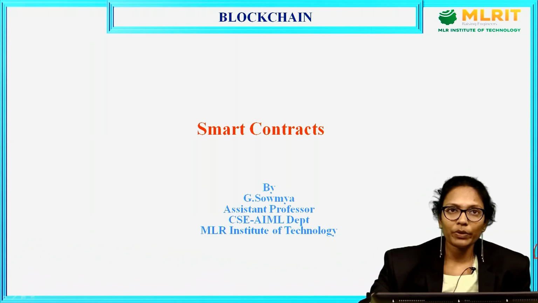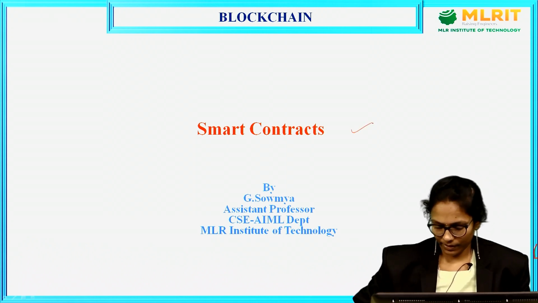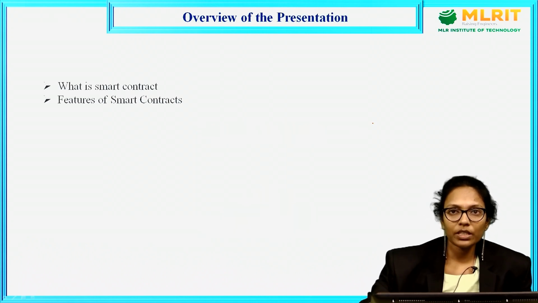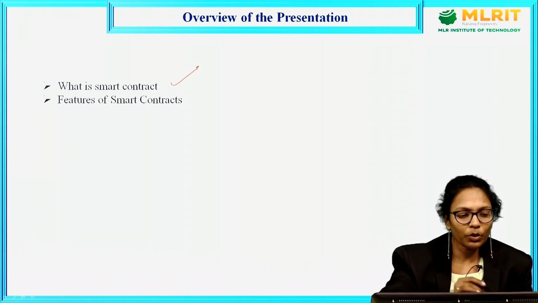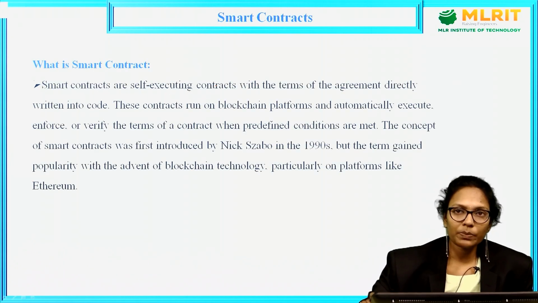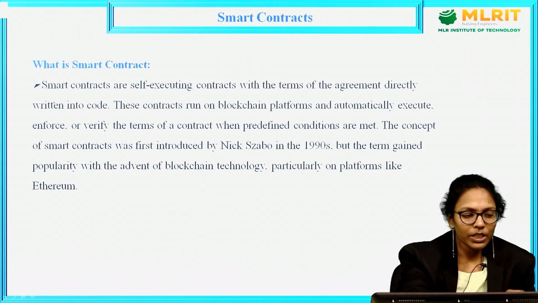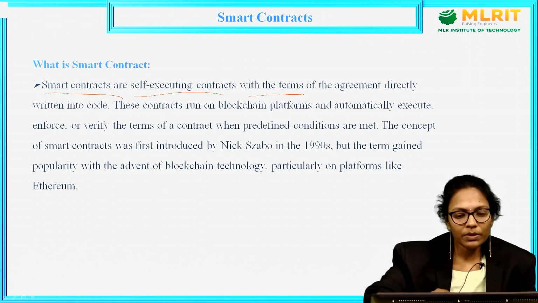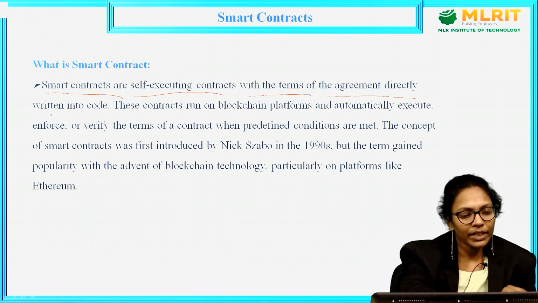In this video, we are going to discuss smart contracts. This presentation covers what a smart contract is and what the different features of smart contracts are. So first of all, what is a smart contract? We have a formal definition: smart contracts are self-executing contracts with the terms of the agreement directly written into the code.